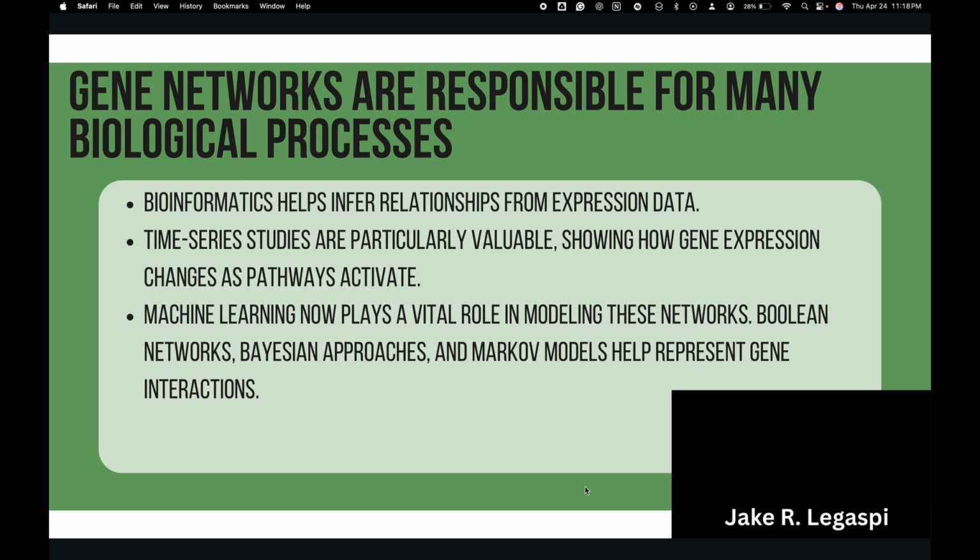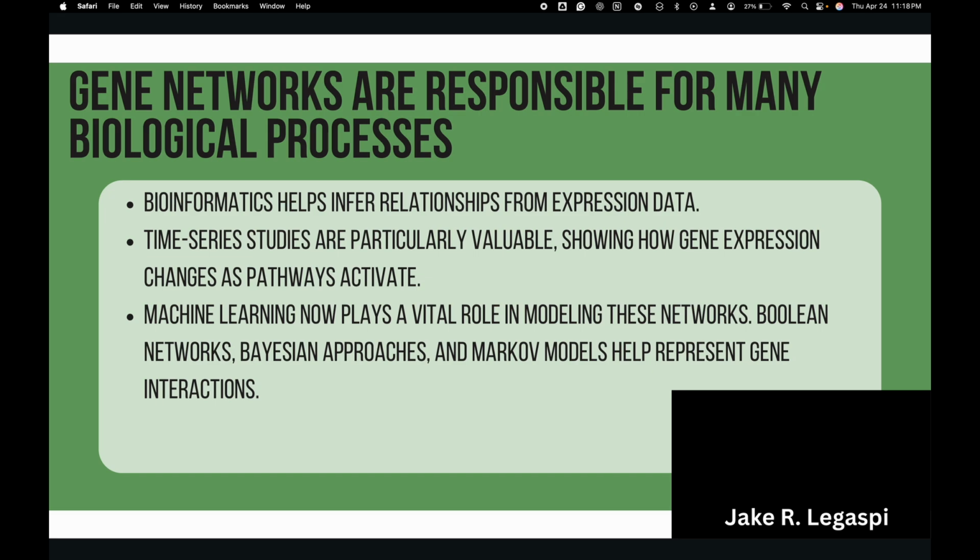How do we unravel these networks? Bioinformatics helps infer relationships from expression data. We conduct genetic experiments like knockout studies and model organisms to see how removing one gene affects others. Time series studies are particularly valuable, showing how gene expression changes as pathways activate. This temporal ordering provides crucial clues about causal relationships.